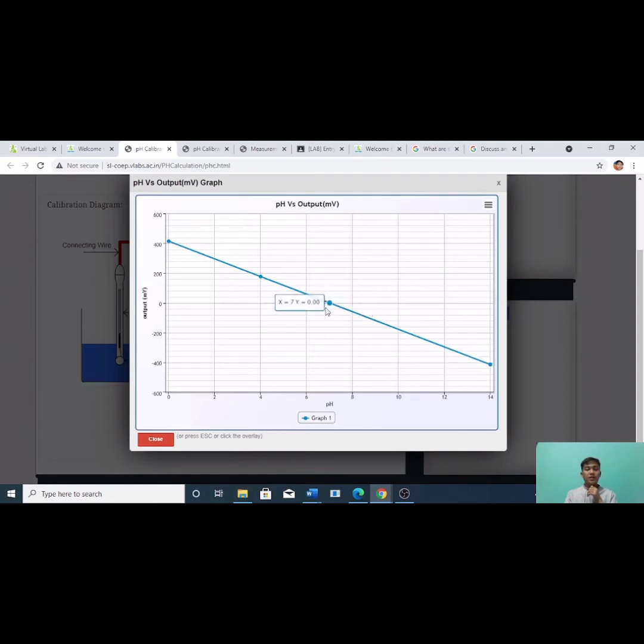Now, as we have a pH value of 7, we would get 0 output mV, like this one. And as we get the 4 pH value, we would get 177 output mV. So that's the plot.